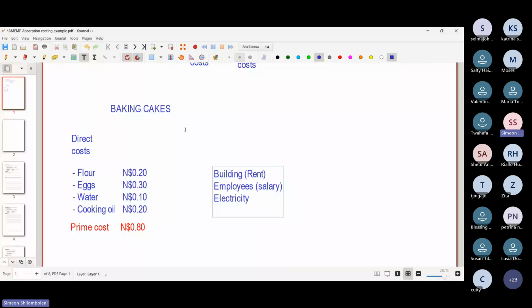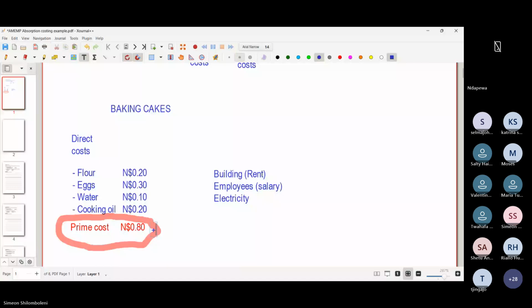Now, when you are going to make the price for your cake, you don't just say, this is how much it's going to cost me. Because if you say it costs you 80 cents, therefore I must only add, say, 20 cents profit, and sell it for $1. If you only use this information that you have here, who can tell me what is the problem?